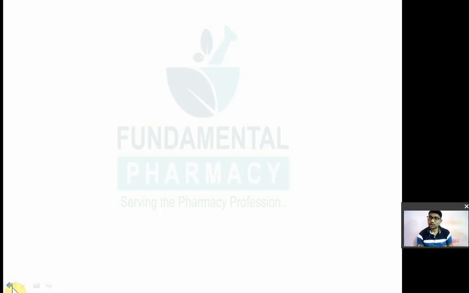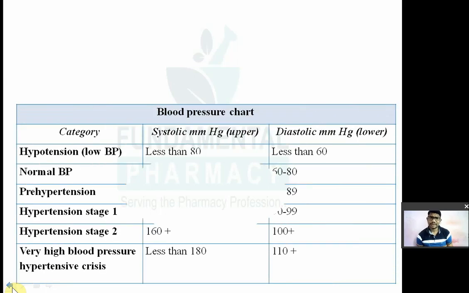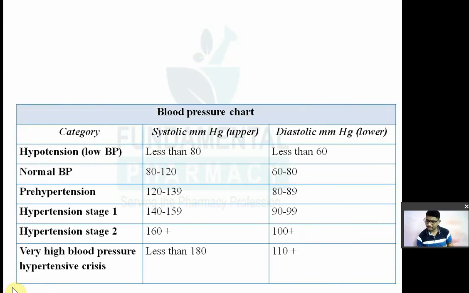When the heart contracts, that is known as systole, and the pressure at that time is known as the systolic blood pressure. When the heart relaxes, that is known as the diastolic blood pressure. Now 120 by 80 is in mm of Hg, mercury millimeter. That is the normal blood pressure. If there is a decrease in this blood pressure, it is known as hypotension, and if there is an increase, it is known as hypertension.